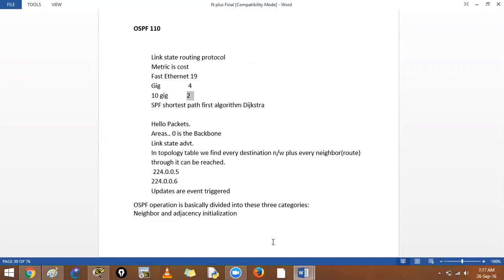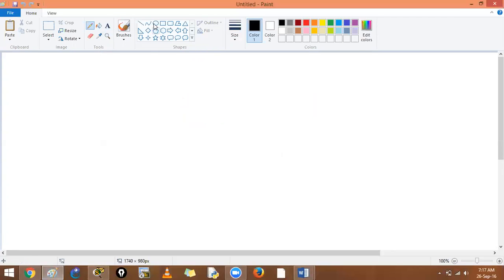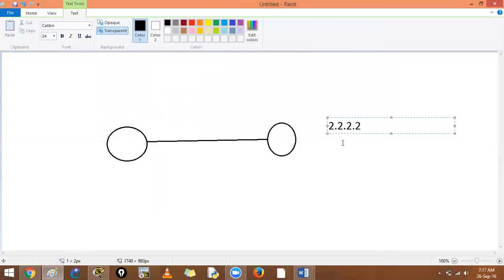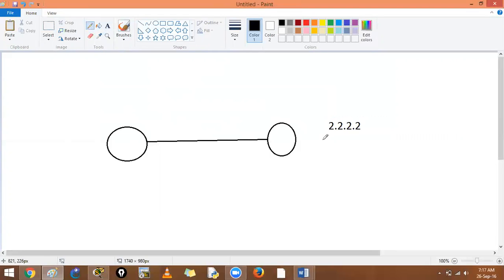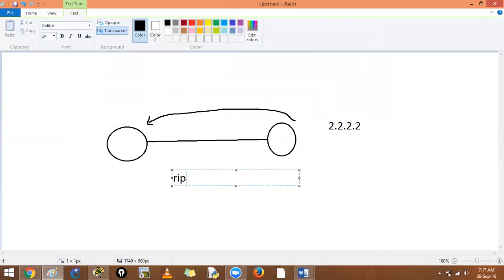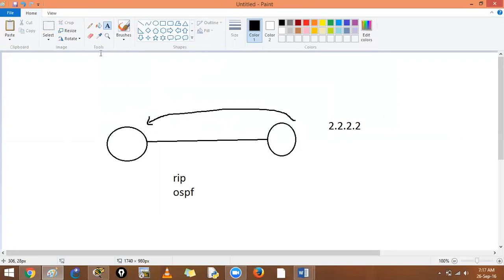So for example, if there are two routers over here and they both are running two protocols, you can run as many protocols as you want on one router. Here there is a link that is 2.2.2.2 and this router is advertising it to this router. Both devices are running RIP and both are running OSPF also. So which routing protocol's data will this one choose? He will choose OSPF. Why? Because the administrative distance of OSPF is less than RIP.